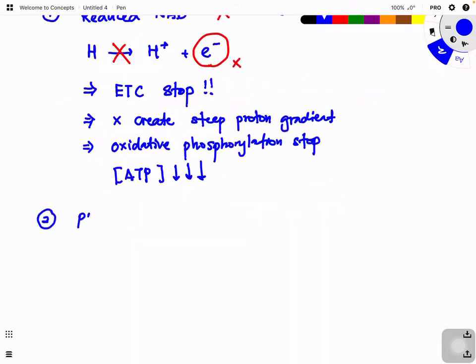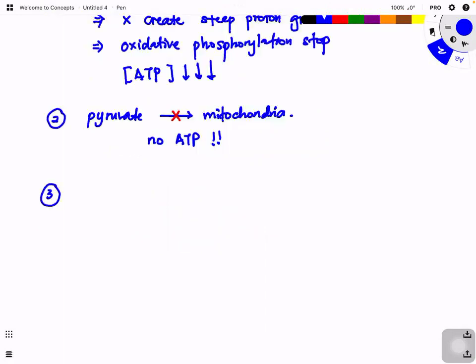Number two, pyruvates. You won't enter into the mitochondria now. Why? Because it is an active transport that needs ATP. When your ATP concentration has dropped so low, the pyruvates cannot enter into the mitochondria. Correct or not? No ATP is going to phosphorylate the pyruvate carrier, so the carrier cannot bring the pyruvates into the mitochondria. How about the existing pyruvate that already entered? Again, look at this.